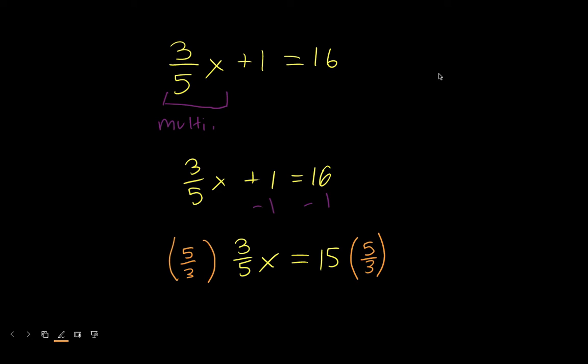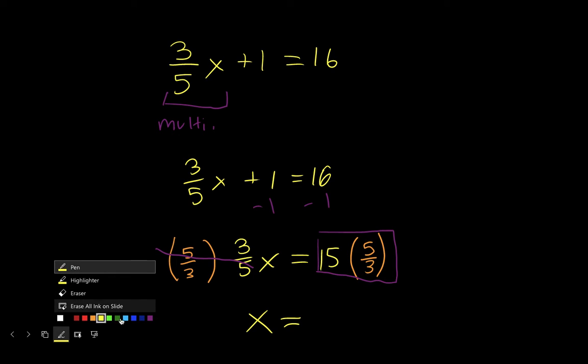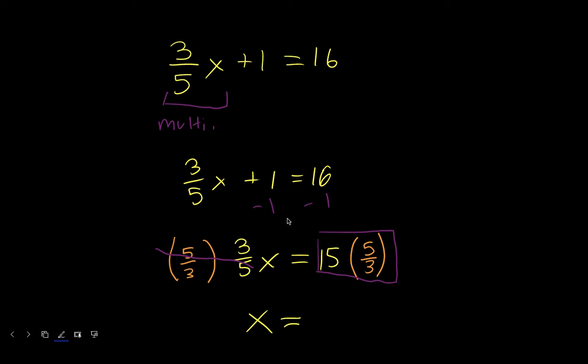So we have 15 times 5 over 3. Right here, we see that 5 over 3 and 3 over 5, well, those cancel out. But now we have this section right here, and we have to deal with this section. So we already have x separated, but we just have to find out what 15 times 5 over 3 is. So let me do that in the top corner right here. So 15 times 5 over 3.